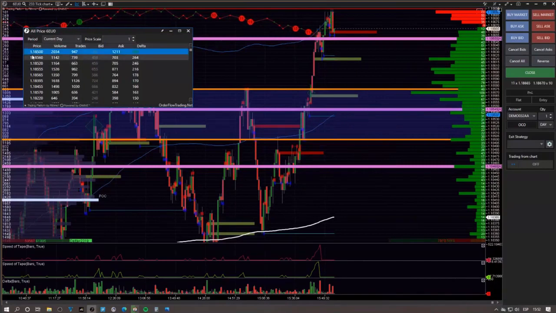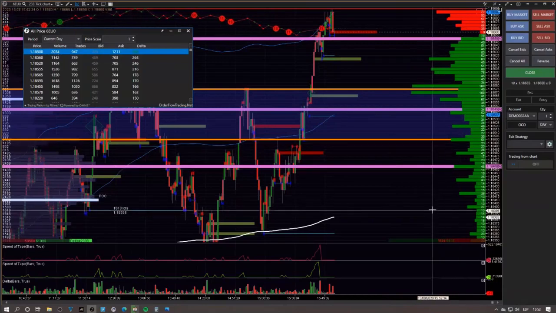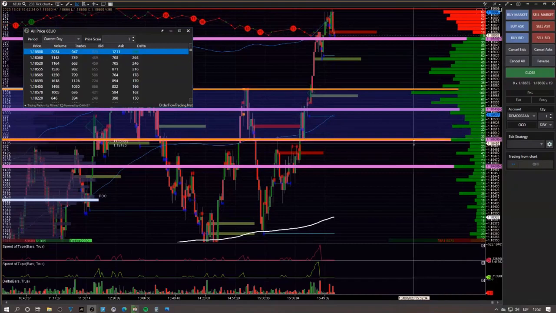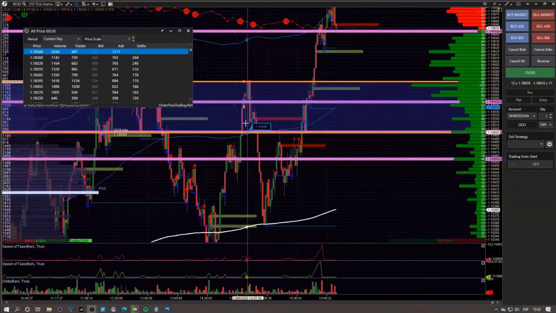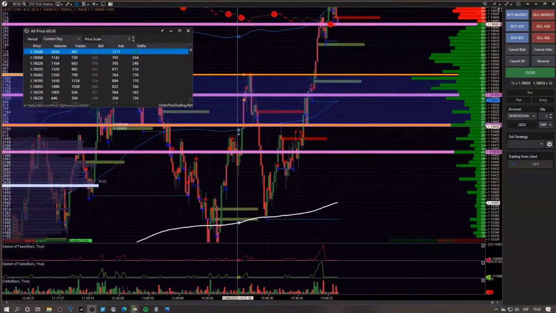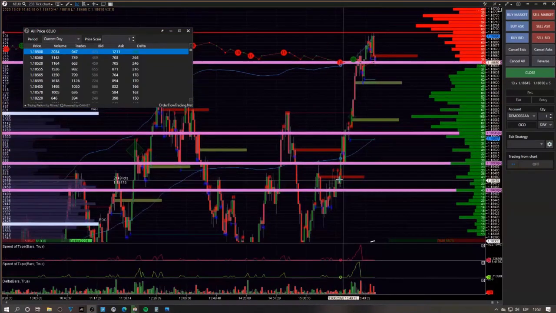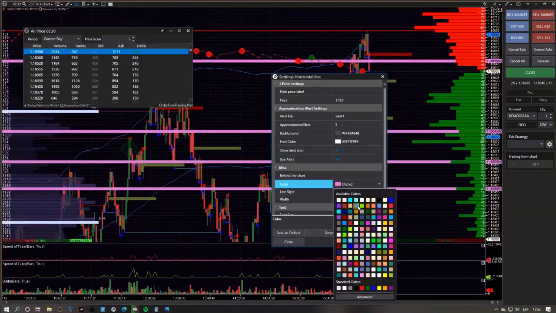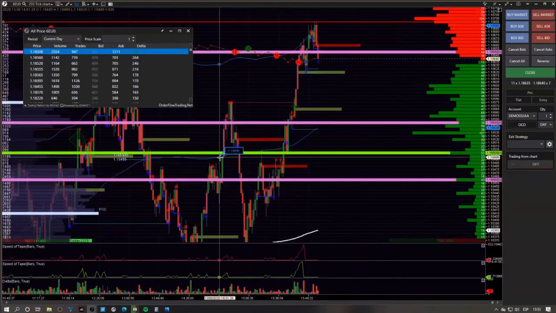So we find here on 1.185, which is 85. It's right here, right at the bottom of this area. We just remove a little bit of this. Okay, and let's delete this one. Here, let me put this on green so we can have a different color. Okay, so here is where the buyers entered the most.